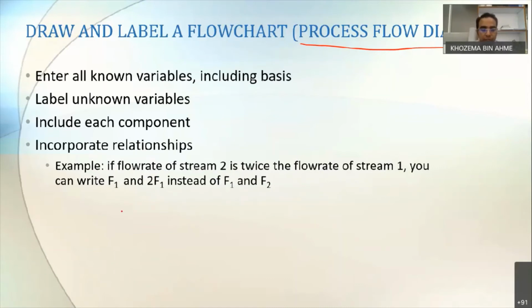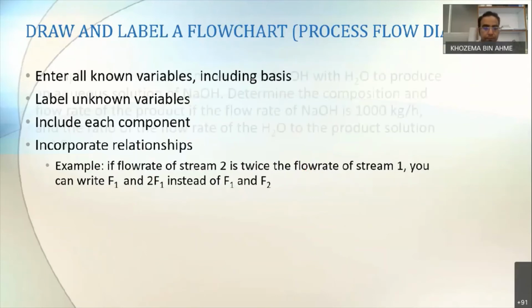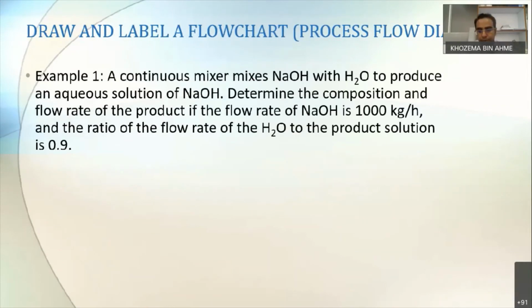Okay, so this is just an example. Basically it's saying that whatever information you have in your question text, you have to convert it into a flowchart. So why is this important? Because this is important for our step number 4, performing degree of freedom analysis. Again, this is our previous example, the same example, where we have to determine the composition and the flow rate.